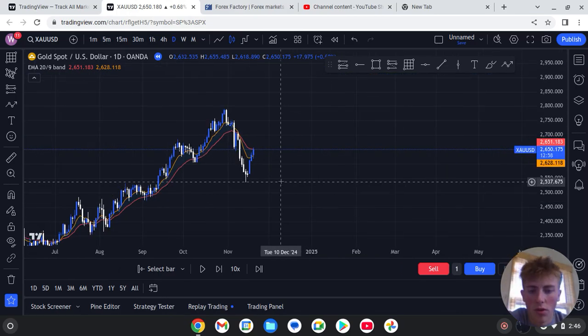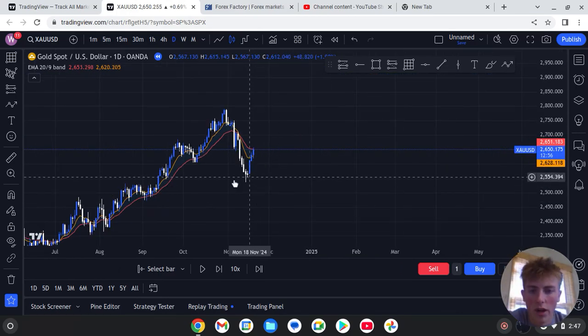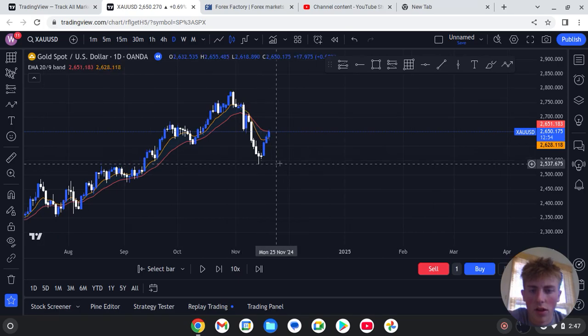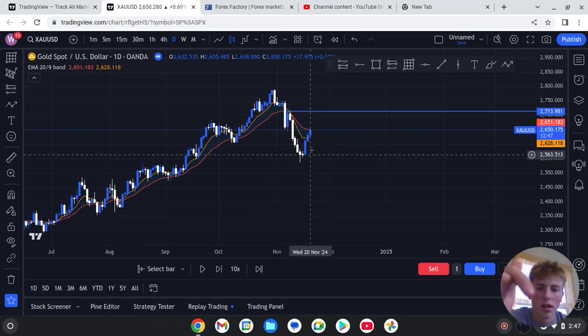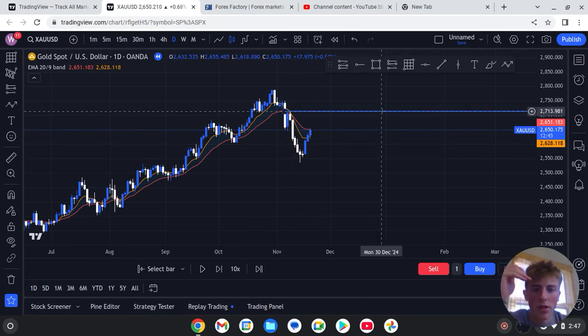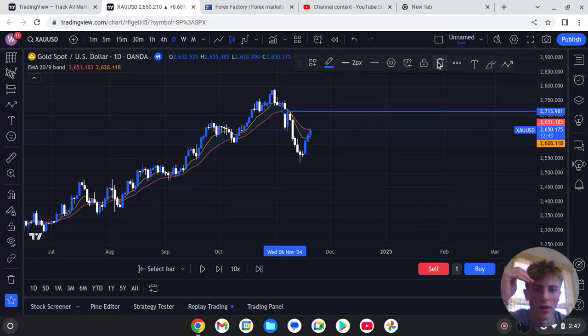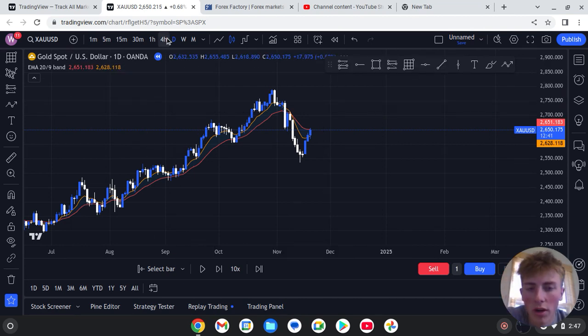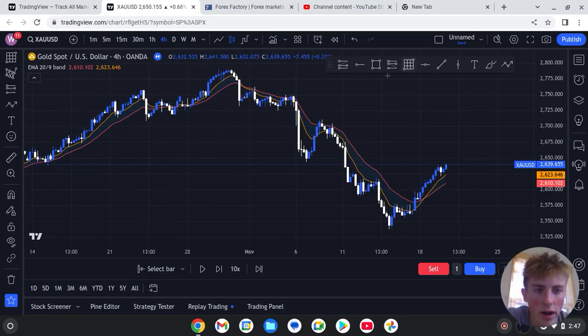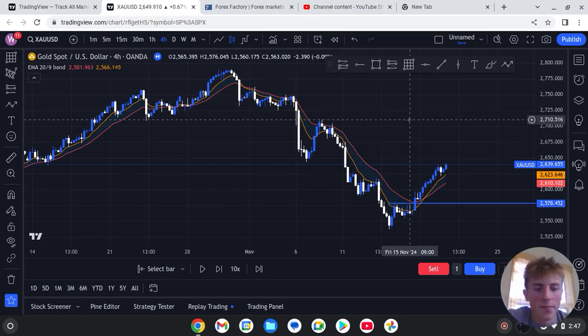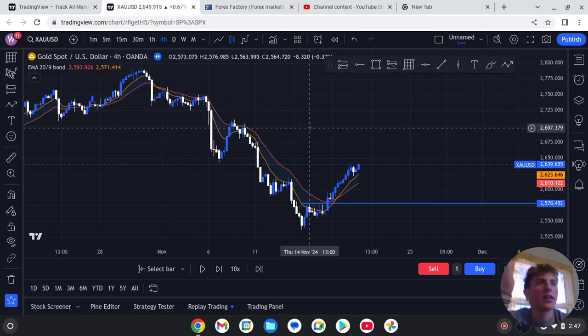For example, right here on the daily, we still haven't broken above this high right here, which is what you need to happen to be considered bullish. But I'm still bearish right now. So then we go to the 4-hour, and on the 4-hour you can actually see the opposite. The most recent high on the 4-hour right here has been broken, and it's much easier, right? If the daily isn't aligned with the 4-hour, you probably shouldn't be trading, to be honest.